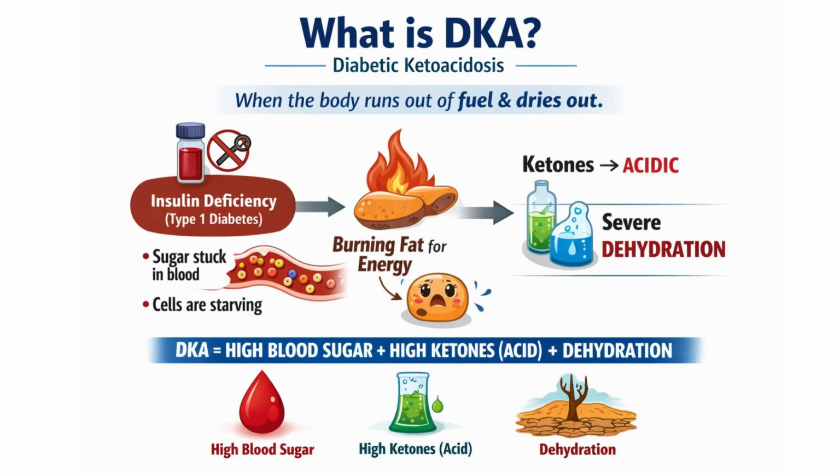At the same time, the high blood sugar causes the body to lose a lot of water. The sugar pulls water out through the urine. This makes the body very dry. This causes severe dehydration. So in diabetic ketoacidosis, three major problems happen together. The blood sugar becomes very high. Acidic ketones build up in the blood. And the body becomes dangerously dehydrated. All of this together is called diabetic ketoacidosis.